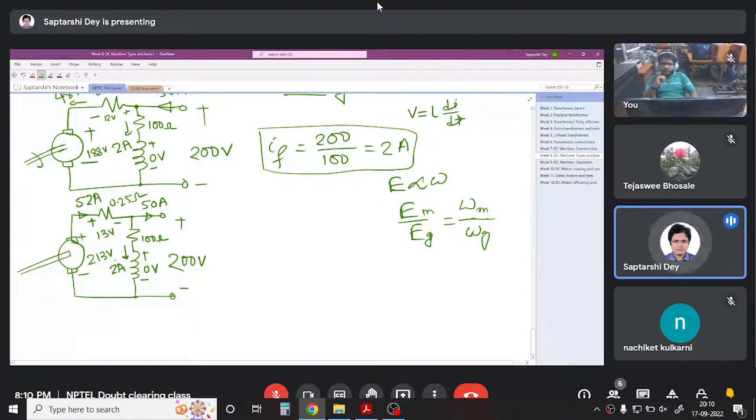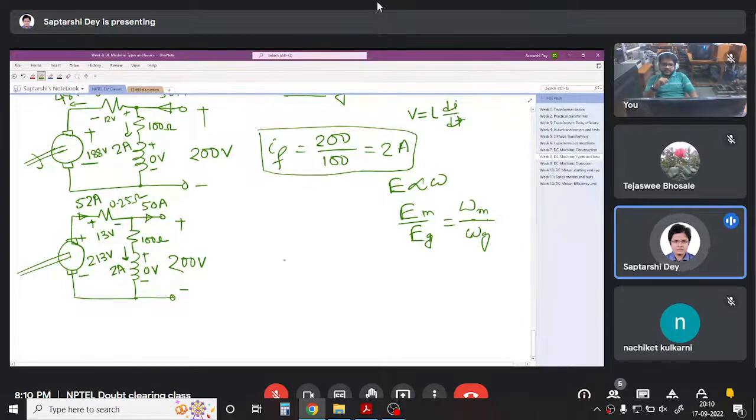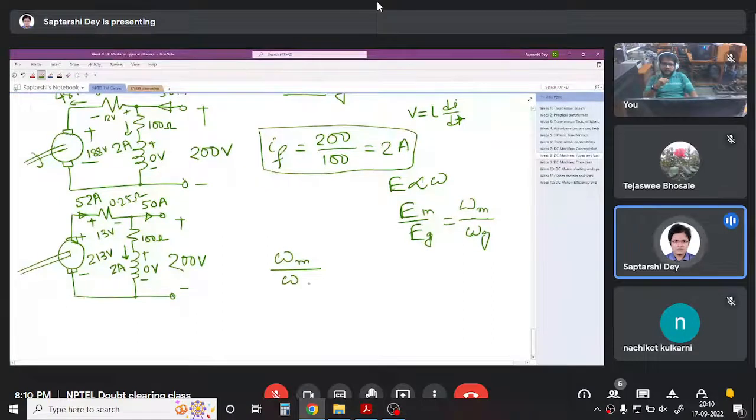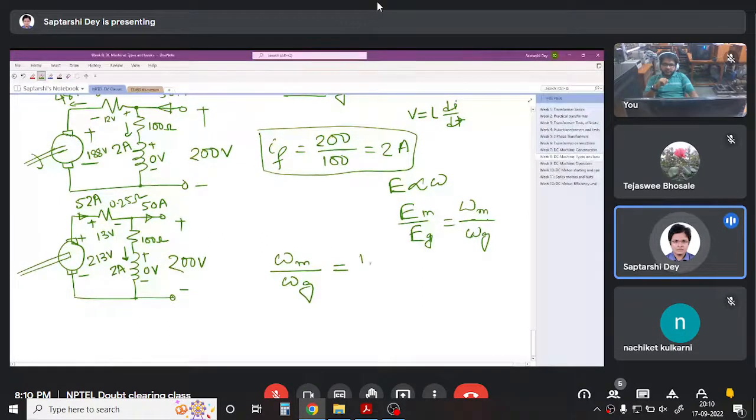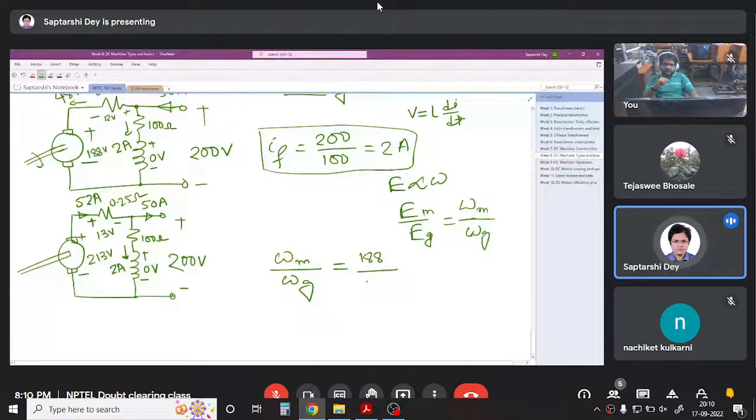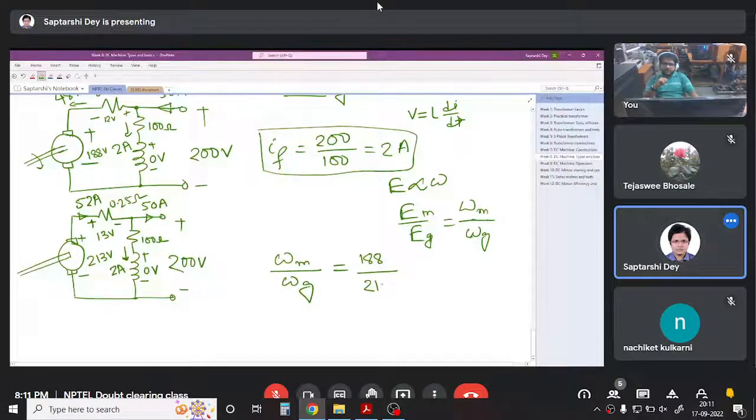So now that we know the back EMF in both the cases, we can find out the ratio of the speed. It is the ratio of the back EMF in case of motoring and in case of generating mode. Whatever you get, that is the answer.